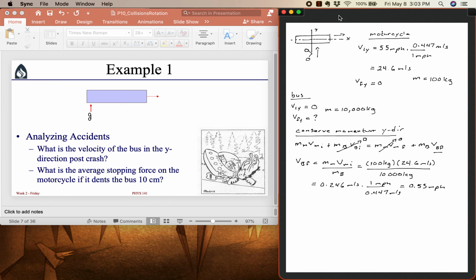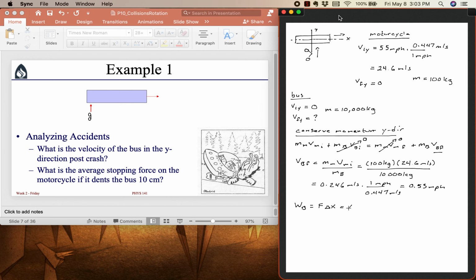So the other question that we would like to answer then is, what is the average stopping force on the motorcycle if it dents the bus a distance of 10 centimeters? So to answer that part, I think what we can do is turn to the work energy theorem. Because we know that the work that's done by the bus in stopping the motorcycle is going to be equal to the force on the motorcycle times the displacement of the motorcycle. So how far did the motorcycle travel while the force of the bus was acting upon it?